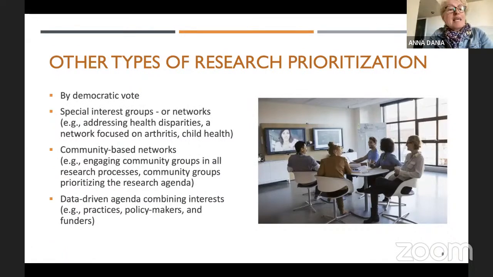Sabir mentioned some ideas, and I would like to speak about other types of research prioritization, because this can give you a better insight. We can have a research prioritization by democratic vote. That means that the members of a network are voting about what they would like to do as research and develop the research agenda as such. Then we could have a practice-based research network which has special interest groups, such as groups addressing specific health conditions, as I said here, arthritis, or diabetes, or cardiovascular, or obesity, or smoking cessation, and so forth. And then there can be networks where the whole network is specialized in minority populations or underserved populations or child health and so forth.